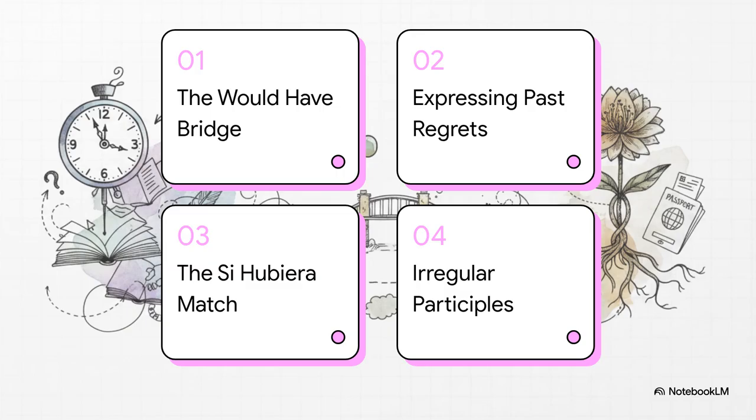Here is our quick roadmap for today. First, we'll look at the would-have bridge. Then we'll talk about expressing past regrets. After that, we'll check out the si hubiera match. And finally, we're going to wrap up with a quick irregular participles mini quiz to test your skills.